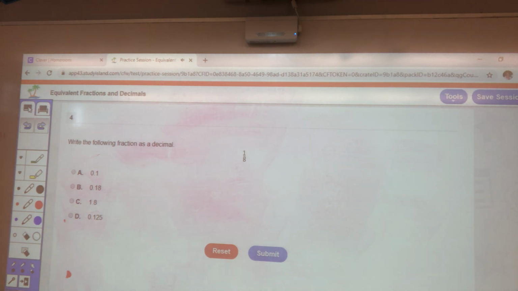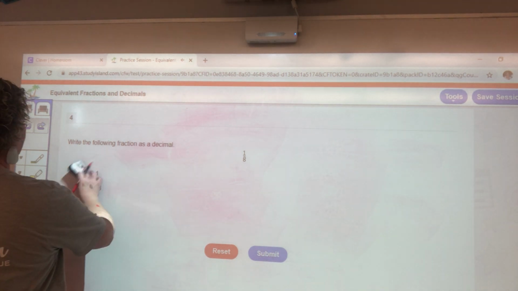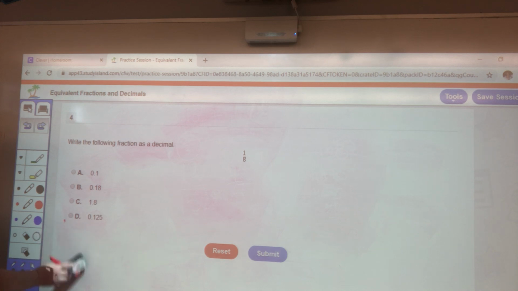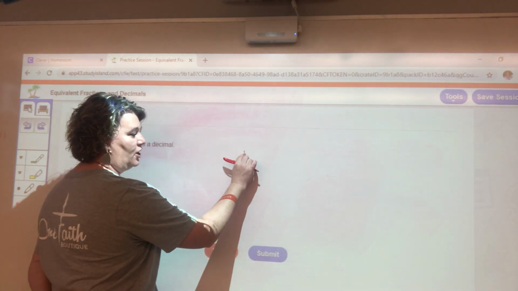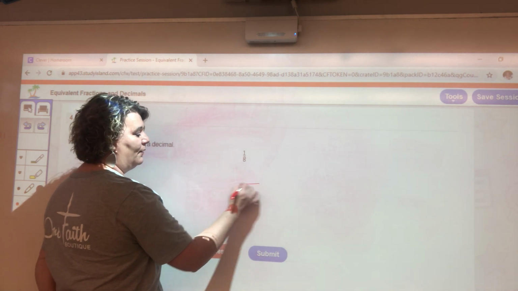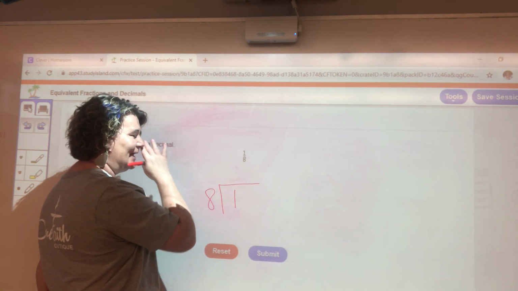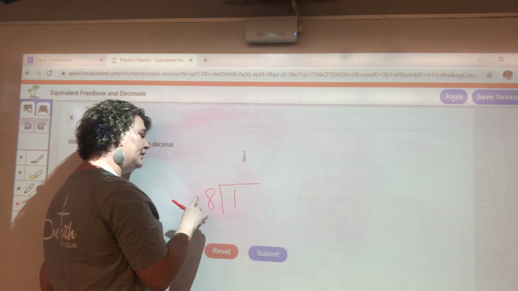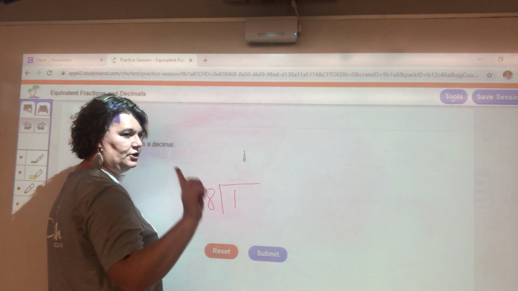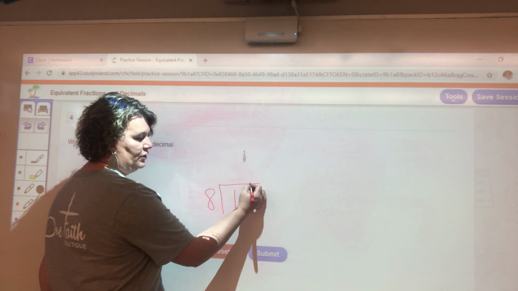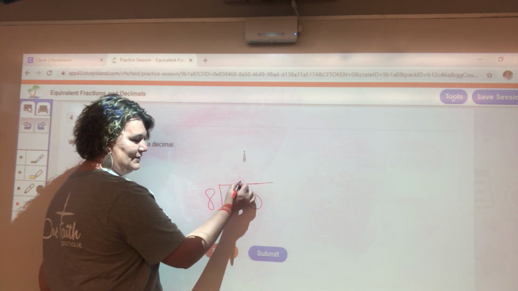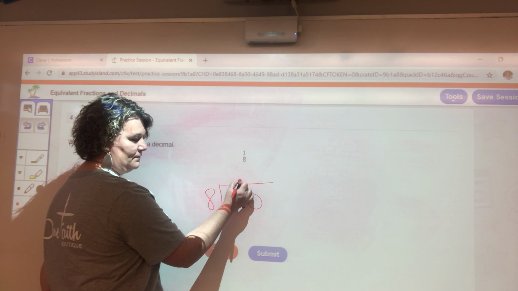Write the following fraction as a decimal. Well, our notes a while ago said to divide the top number by the bottom number. So that's what we're going to do. We're going to take the top number, which is 1, and we're going to divide by the bottom number, which is 8. And you're like, Ms. Caulfield, 8 cannot go into 1. Here's what you're going to do. You're going to put a decimal and a 0 under the hood, just like that. You're going to bring the decimal straight up.